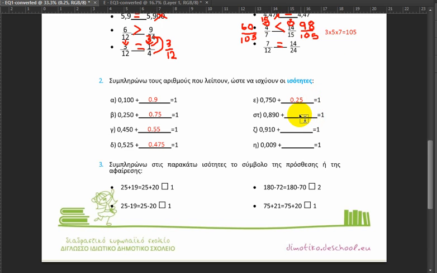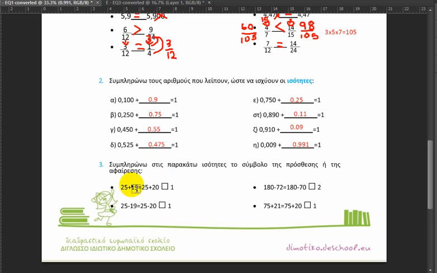25. There we go. Next up, the difference between 1 and 0.89 is 0.11. Here, the difference between 1 and 0.91 is 0.09. Here, the difference between 1 and 0.009 is 0.991. Right. All right, let's move on.